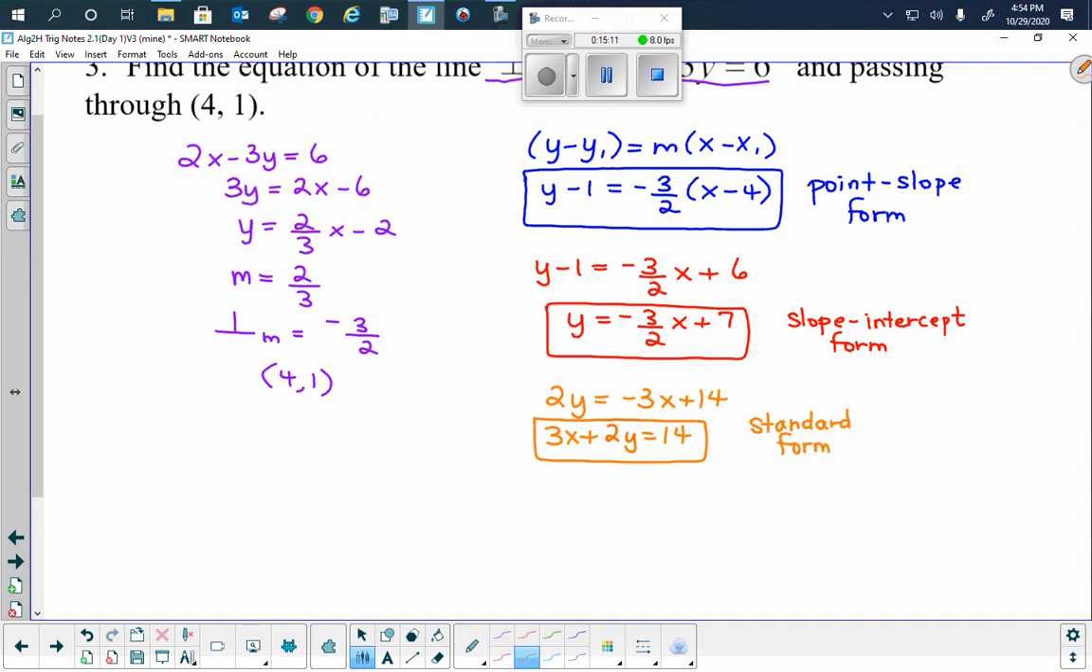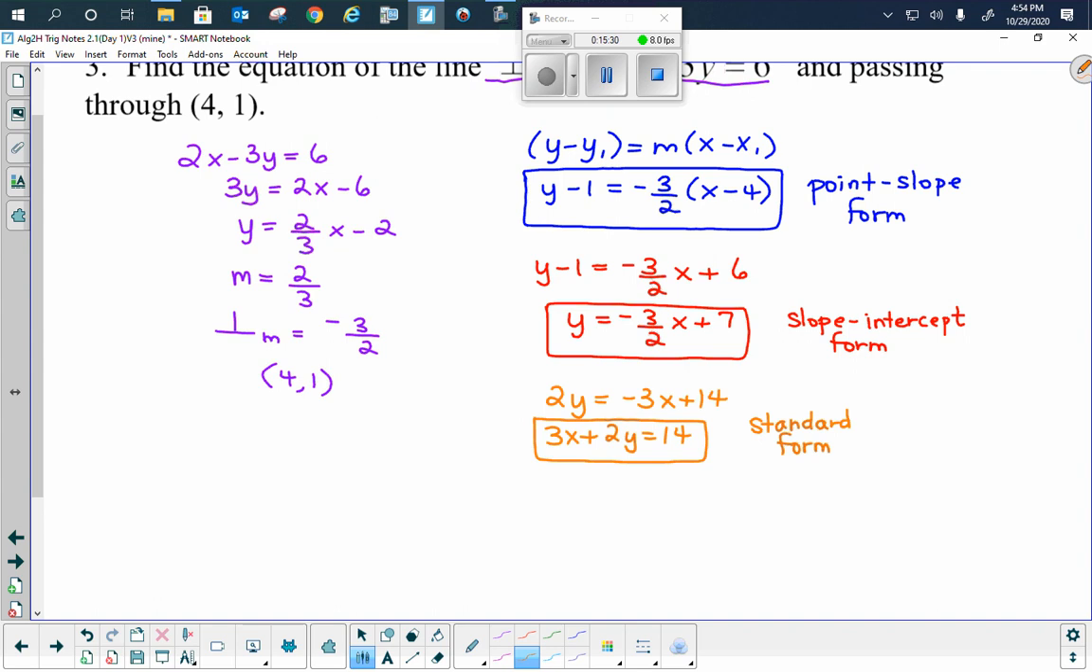In calculus, if I asked for general form just to practice it, that just says it's equal to 0, so you would just take that standard form and move that 14 over. So negative 14 equals 0. 3x plus 2y minus 14 equals 0. But these are the three that we're going to focus on.